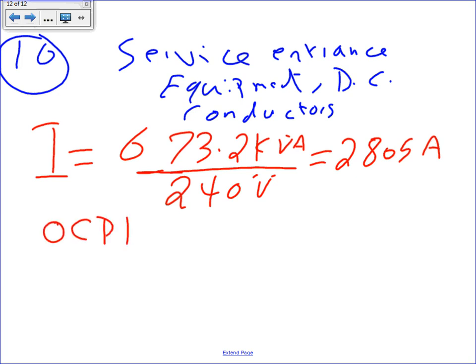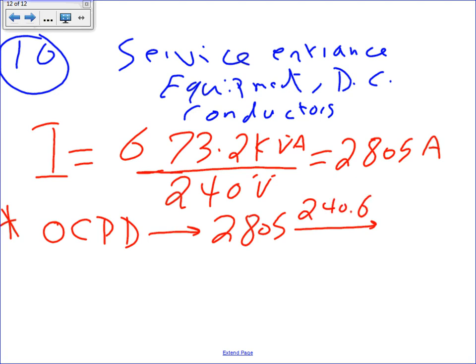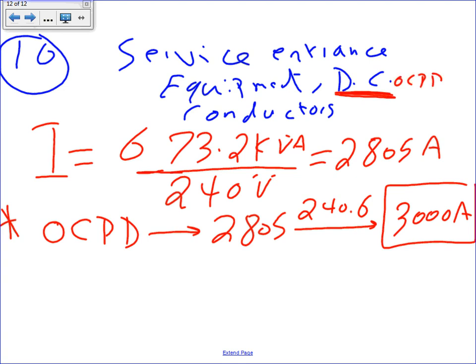Overcurrent protection device. Here's how we size that baby. Take the 2,805, take this one to 240.6. Phil, what's the overcurrent protection device after that one? 3,000, right? If you go to this one, that will give me a 3,000 amp. So what's the size of my overcurrent protection device for this system? 3,000 amps. Okay, so that's my overcurrent protection device. We found the disconnect, or my overcurrent protection device. I found that size. Okay, let's go size the equipment. The second thing you need to do is equipment.